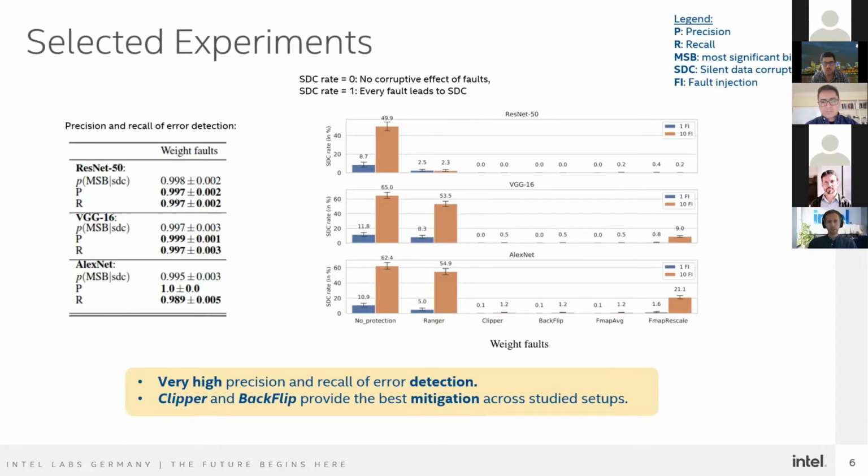And second, in terms of mitigation, we can see the suppression of the SDC rate from original values that are of the order of, let's say, 10% in the classifier networks, ResNet-50, VGG16, and AlexNet, and one fault, to values that are almost zero for the mitigation techniques of Clipper, Backflip, and feature map average. And if we go to 10 faults, then you can see that the unprotected cases have roughly 50% and more SDC. So it really makes a big difference here that we add this protection.